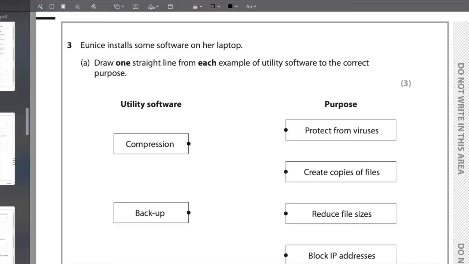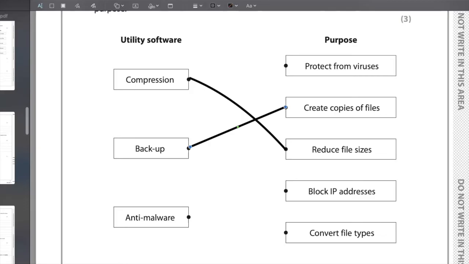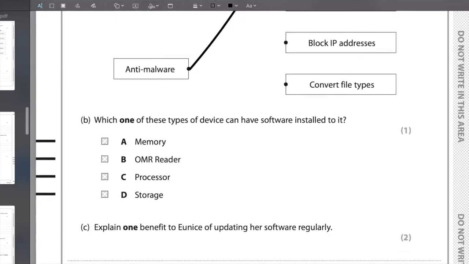Question 3. Eunice installs some software on her laptop. Draw one straight line from each example of utility software to the correct purpose. So we've got utility software there, compression, backup and anti-malware, and we need to draw the correct line from each one of those to the purpose. So the first one, the aim of compression is to reduce file sizes. The aim of backup is to create copies of files, and the purpose of anti-malware software is to protect from viruses. So we'll scroll down now and look at the next question.